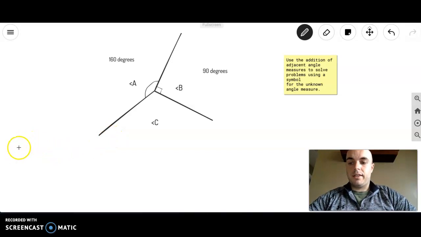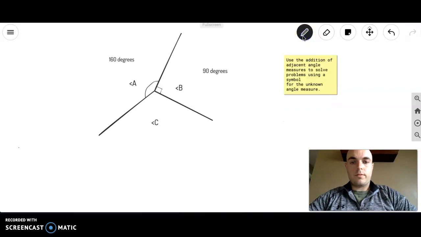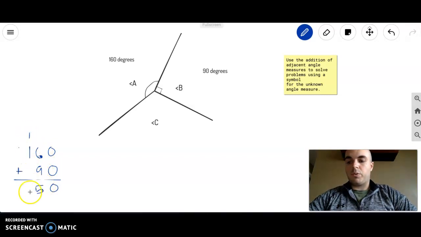So I'm going to add, let's do that in blue. So I'm going to add 160 plus 90. 0 plus 0 is 0. 6 plus 9, I know is 15. Carry my 1. 1 plus 1 is 2. Okay, so the sum of these two angles is 250 degrees.